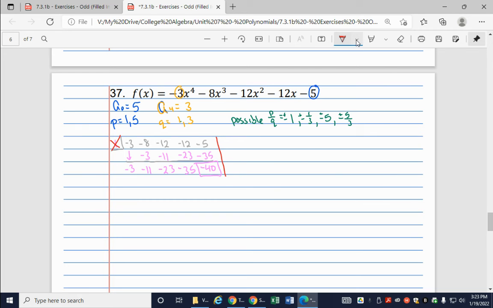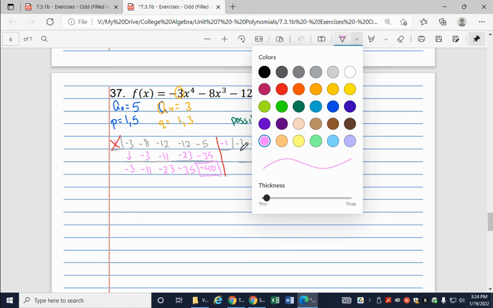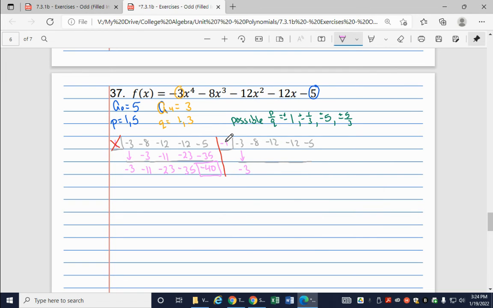Let's try negative 1. Negative 3, negative 8, negative 12, negative 12, negative 5. My negative 3 comes down. Negative 1 times negative 3 gives me my positive 3. Negative 8 plus 3? Negative 5. Negative 5 times a negative 1 is a positive 5. Negative 12 plus 5?